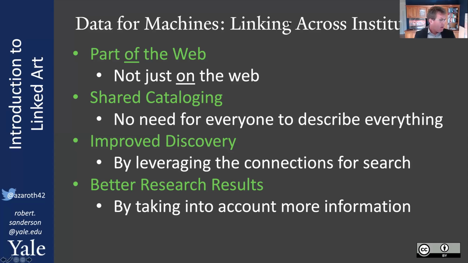So now we get into data for machines and linking across institutions. Here it's not good enough just to be on the web, to put a blob of JSON at a particular URL and then walk away. We want to be part of the web, where we contribute data as a community that references other data on the web within the community. This lets us do shared cataloging because there's no need for everyone to describe everything.